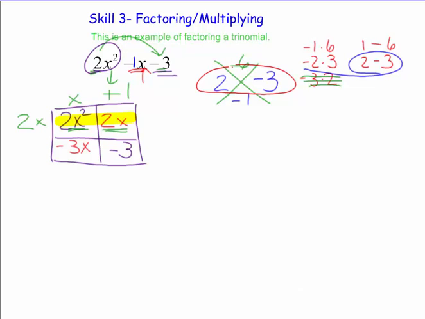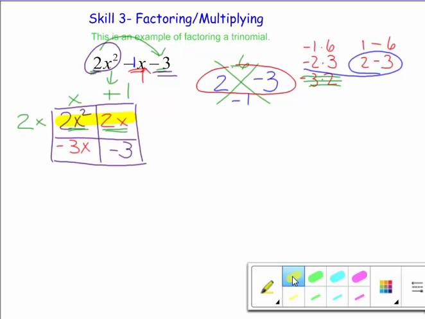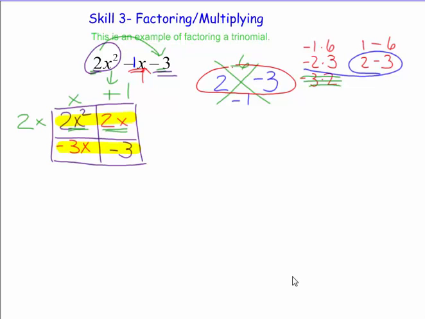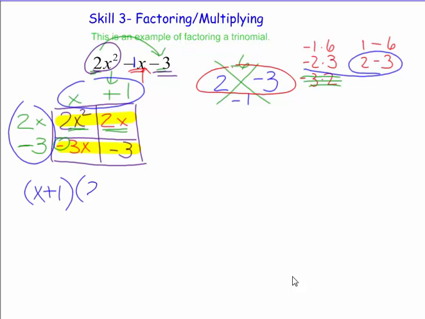Then I have them take a look across the bottom. You always take out that first sign. And now you take out the common factor. Remember that your 2 factors live at the top and the sides of the box. And so our first factor is x plus 1, and our second factor is 2x minus 3. And factoring connects them with multiplication.